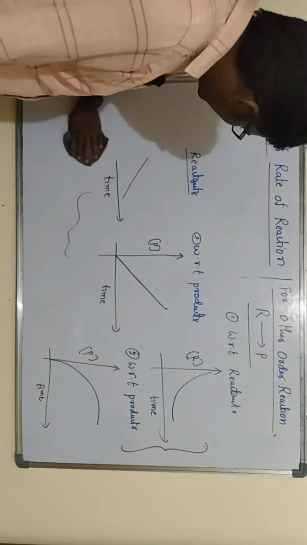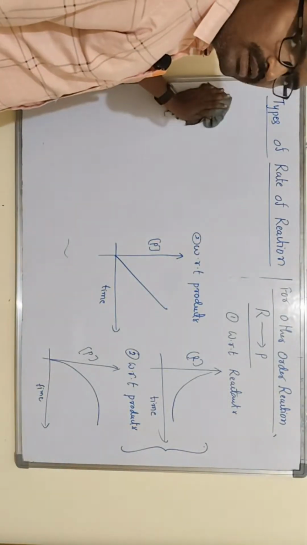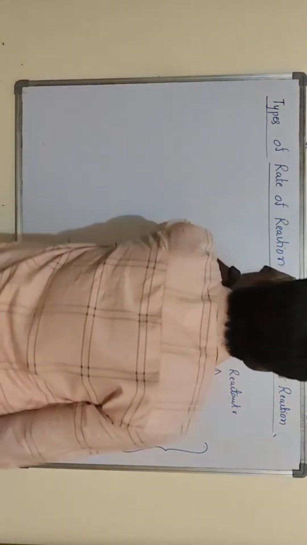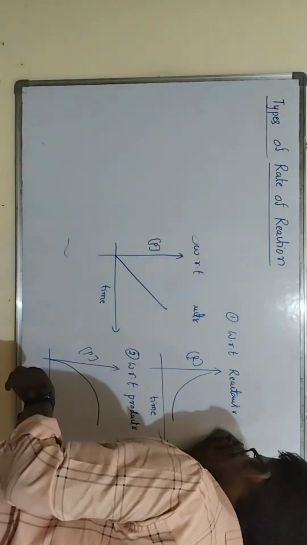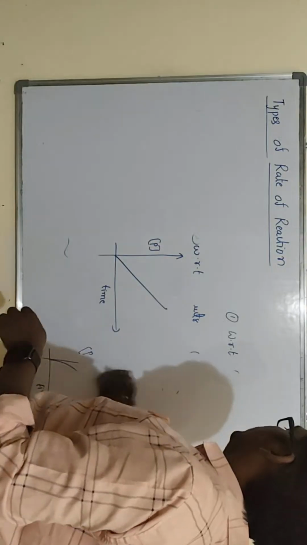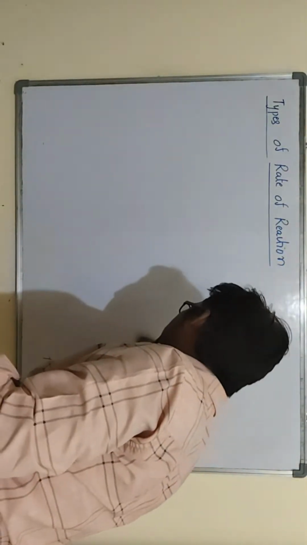Now the second one, instantaneous rate of reaction. This was the average rate of reaction, and we discussed how we take it. Instantaneous rate of reaction is the second one. So what is the instantaneous rate of reaction?